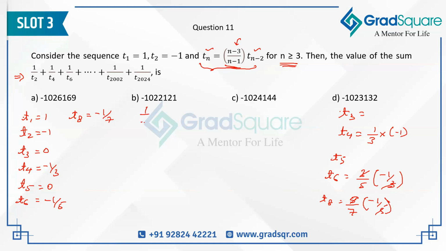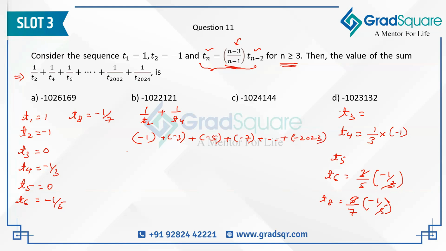Now, 1 by T2 will be -1, plus 1 by T4, what is it going to be? That is going to be -3. Then the next one is turning out to be -5. Then the next one is turning out to be -7, and so on and so forth, right? And I'm going all the way up to T2024. Now understand this: in T6, in the denominator, you have a value 1 less than 6, which was 5. In 4, the same: 1 less than the value in the denominator. In 8, again 1 less than the value in the denominator. So if I have to go to T2024, then I'm going to get 2023 over there. So I'm going to get minus of 2023.